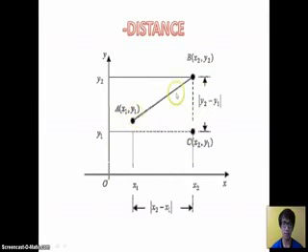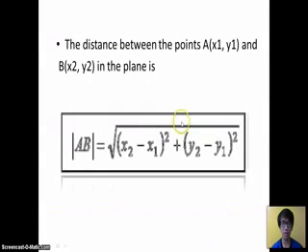So here is the information you can get. We have y2 minus y1, x2 minus x1. The distance between the point A, x1, y1 and B, x2, y2 in the plane, we can get the answer by using this formula: modulus distance AB equals the square root of x2 minus x1 squared plus y2 minus y1 squared.